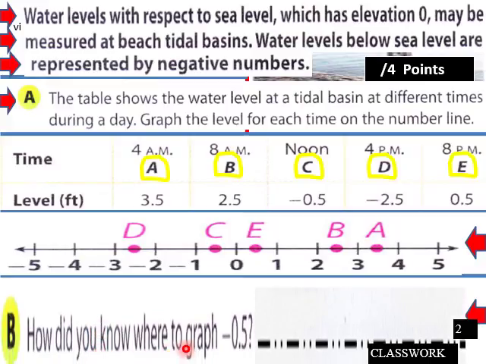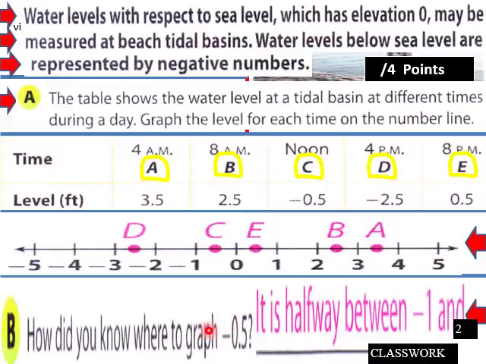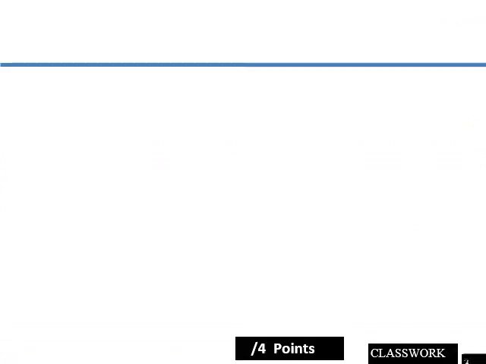How do you know where to graph negative 0.5? Question. How do you know where to graph negative 0.5? It is halfway between negative 1 and what? 0. Negative 1 and 0. Where's negative 0.5 at? Yeah, it's right here. This is negative 1, and then this is 0, so it'll be right there. Negative 1 and 0. Yeah. We got it. Okay.